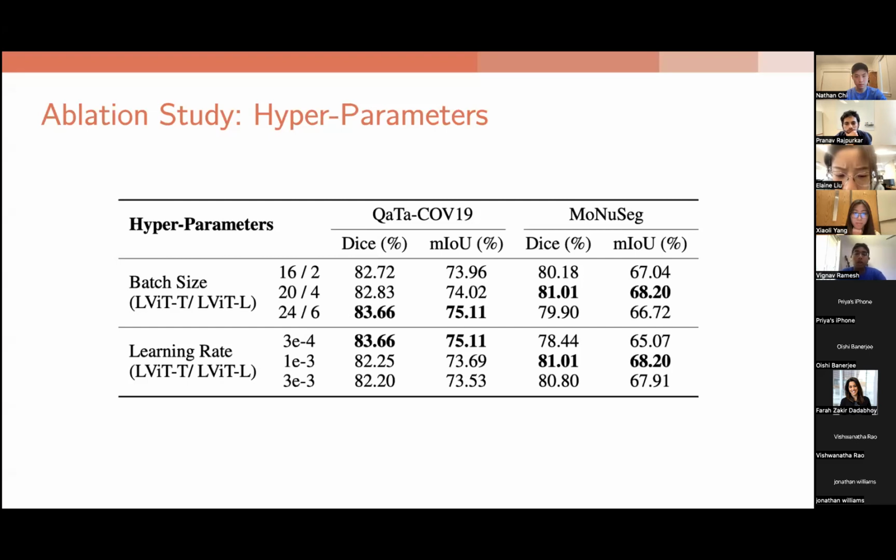And ablation experiments were also conducted around 2 aspects of the hyperparameters, batch size and learning rate. From the table, we can see that LViT is optimal for a batch size of 24 and a learning rate of 3 × 10⁻⁴ on the CUDA COVID-19 dataset. And in contrast, LViT is optimal for batch size 4 and learning rate 10⁻³ on the MonUSEG dataset. I guess one key thing to note from this slide is that the impact of hyperparameters on model performance is more considerable than that of model size.